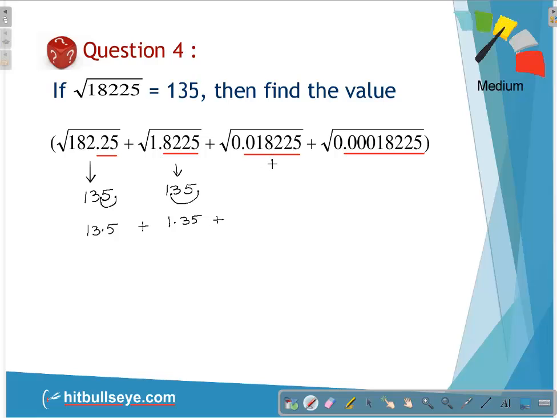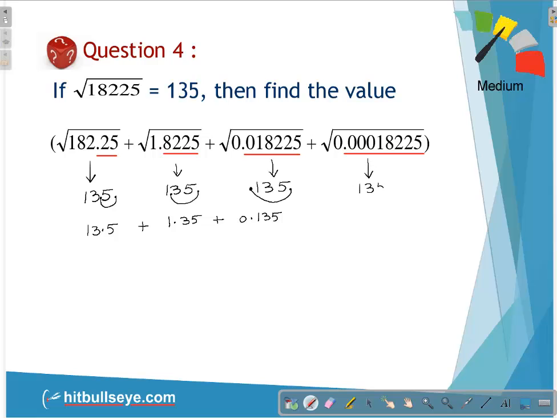So similarly, if we do with the next number, we take the root without the decimal, then count the decimal positions over here, which are 6. Take half of them, that is 3, and shift the decimal position by 3 places towards the left. Hence the root comes out to be 0.135. Now same way we proceed with the next number.